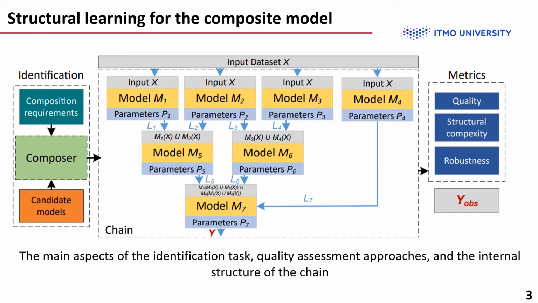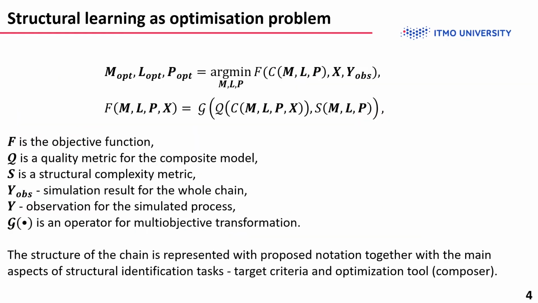Composer is used for the chain composing and identification and receives as input such important parameters as composition requirements and the model set which can be included in the chain. It is necessary to estimate each composed chain's effectiveness. For this we can use a combination of such metrics as quality, for example classification accuracy or ROC AUC metric, structural complexity and robustness. The search for a suitable chain for the observations can be represented as the following optimization problem.